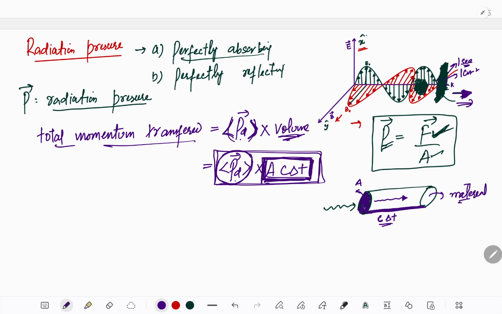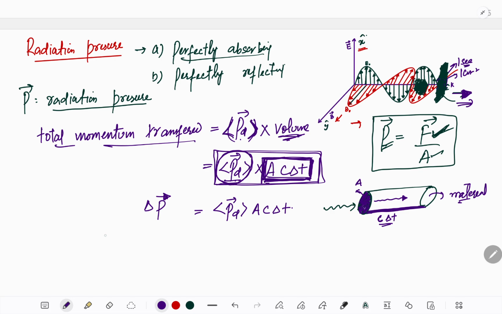Different books write in a very different way, but I have understood this way, that total momentum transferred would be the momentum density, how much momentum is present in the unit volume, into the volume. So basically this much we can call as the transfer of momentum. So it will be average of momentum density and A C delta T.